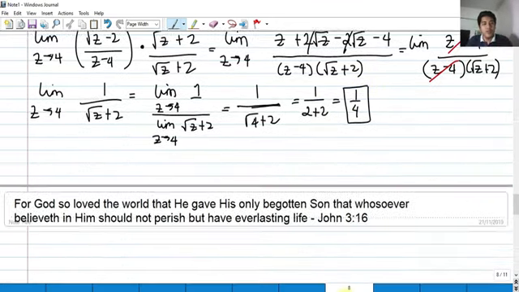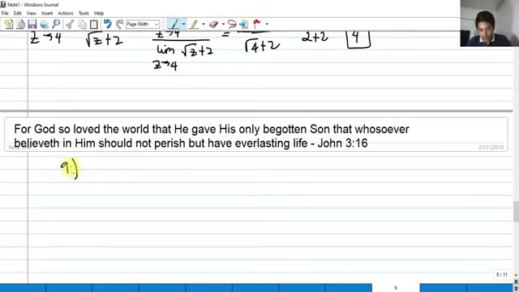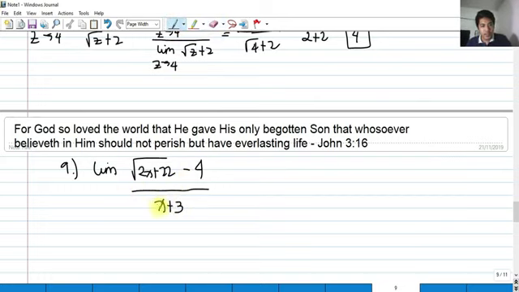So, I'm going to leave you a problem. You can solve this on your own. The limit of the square root of 2x plus 22, minus 4, over x plus 3 as x approaches negative 3. This is your challenge, your practice problem. I'm going to leave you with that. Evaluate the limit of that.